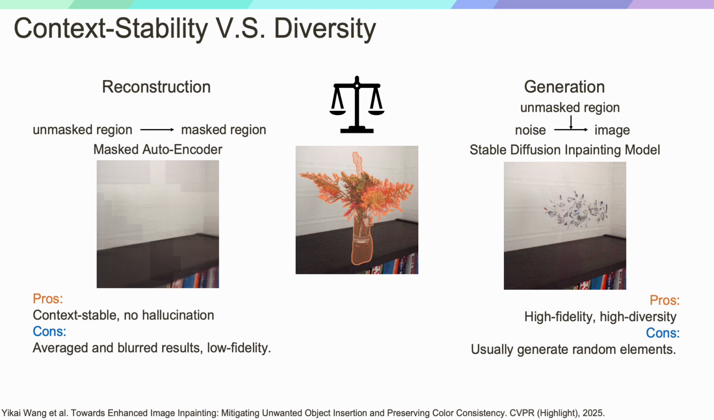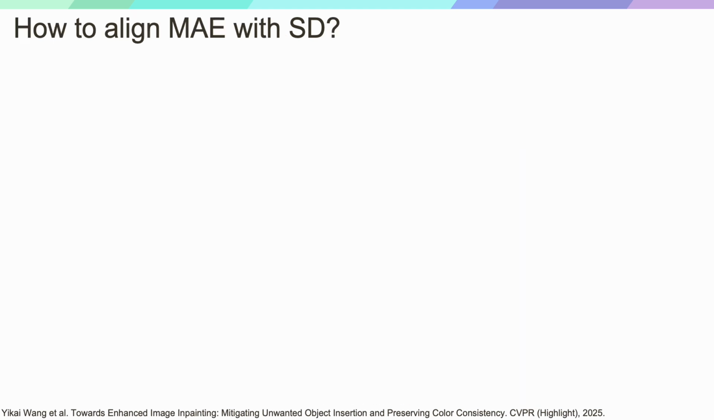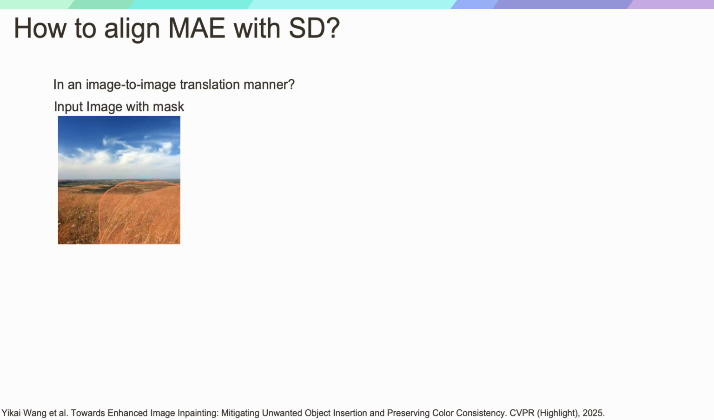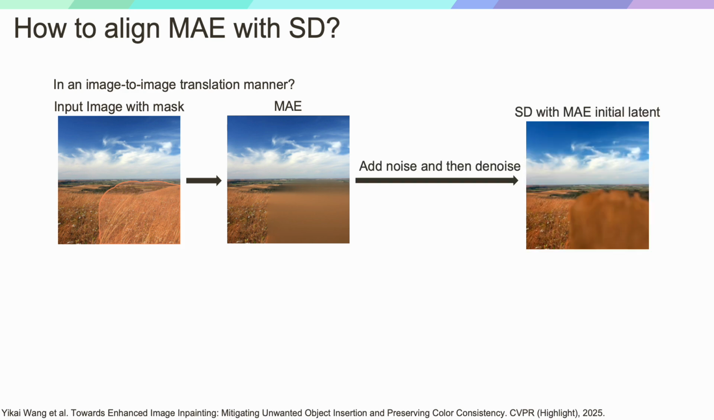Our idea is simple. Can we combine both approaches to achieve inpainting that is both stable and high fidelity? A simple idea is using MAE in an image-to-image pipeline. MAE first generates an image, which we then add noise to and denoise to get the final result. However, the initial latent from MAE is often blurry, and it leads to blurry outputs.